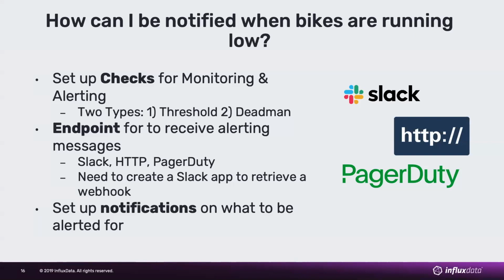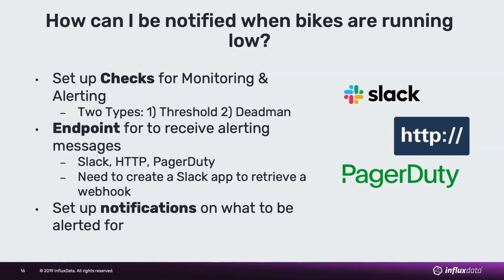A deadman check is if you don't get data for a period of time, which would be really critical in a lot of use cases. You can think of IoT use cases. If you aren't getting data from your device for a period of time, you want to be alerted right away and troubleshoot the issue. You're going to set up an endpoint. Right now we have Slack, HTTP, and PagerDuty.